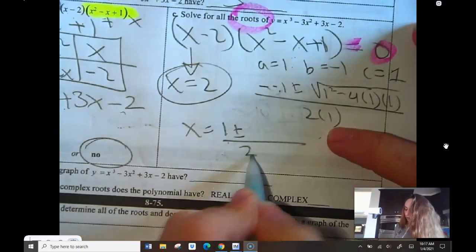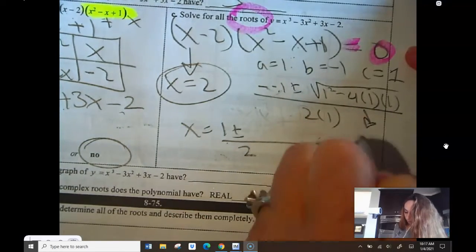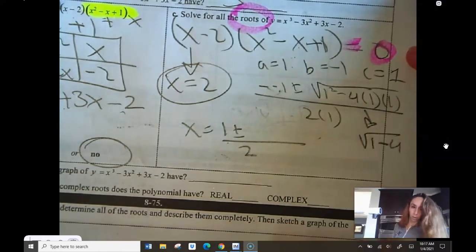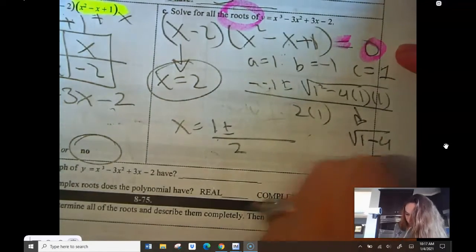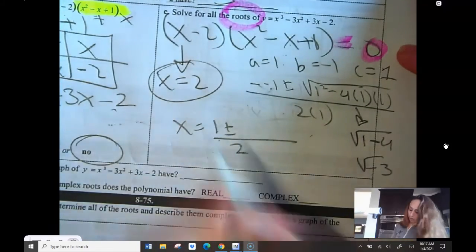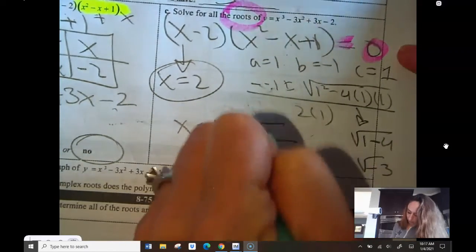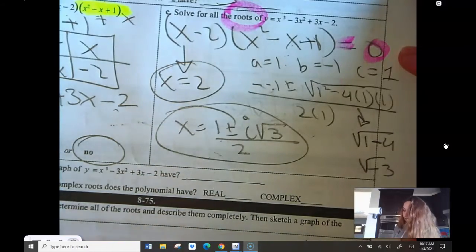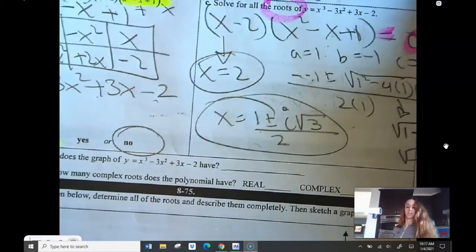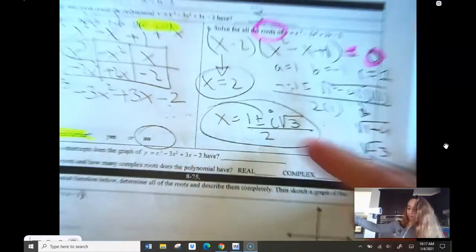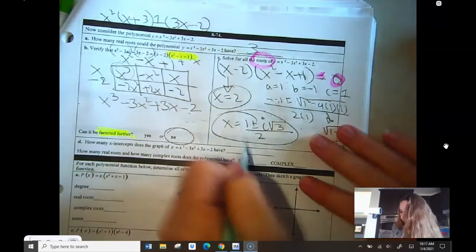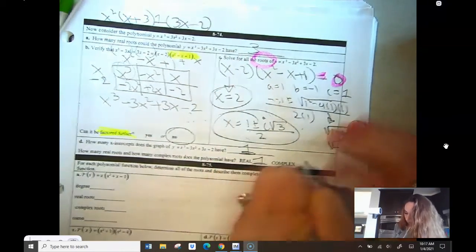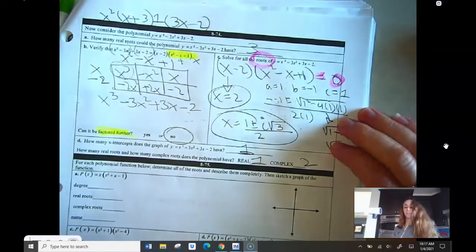Okay, there's the 1, there's the 2. This would be the square root of 1 minus 4, which is the square root of -3. You can't take the square root of a negative, so that's imaginary. So we have how many x-intercepts? So how many times does it cross the x-axis? Well, this is imaginary, so it doesn't cross at all. It crosses 1 time: 1 real, 2 complex.